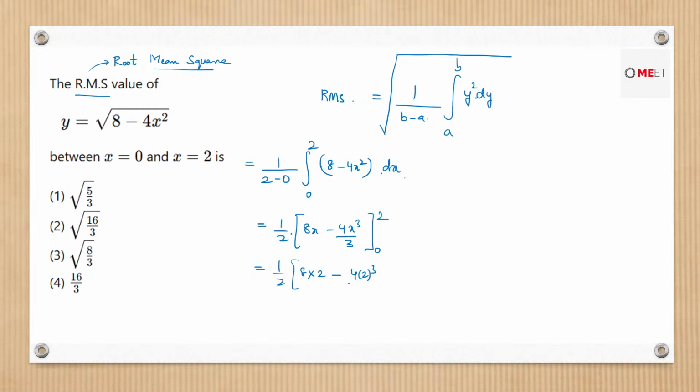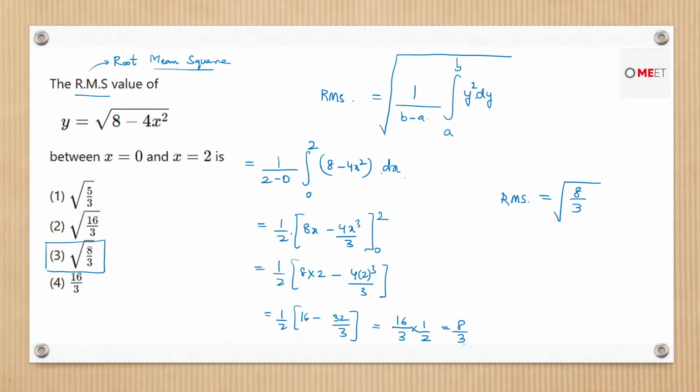minus 4 into 2 cube divided by 3. So this is 1 by 2 into 16 minus, this is 4 into 8 is 32, 32 by 3. So this would be equal to 3 into 16 is 48, 48 minus 32 is 16, 16 by 3 into 1 by 2. This is equal to 8 by 3. So if it is RMS, under root of this value has to be taken. So that is root over 8 by 3. Option 3 is the answer.